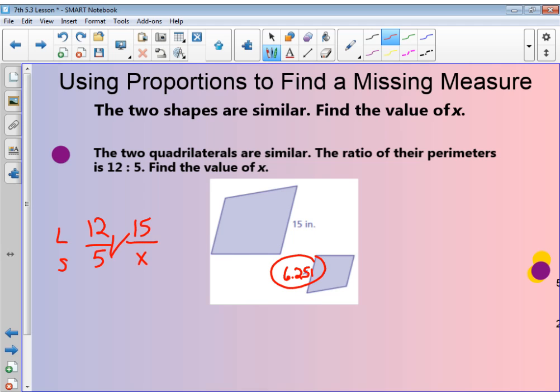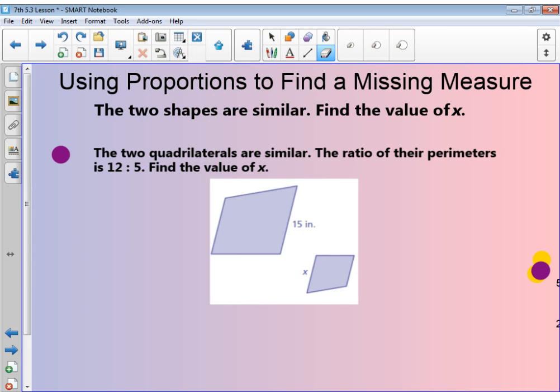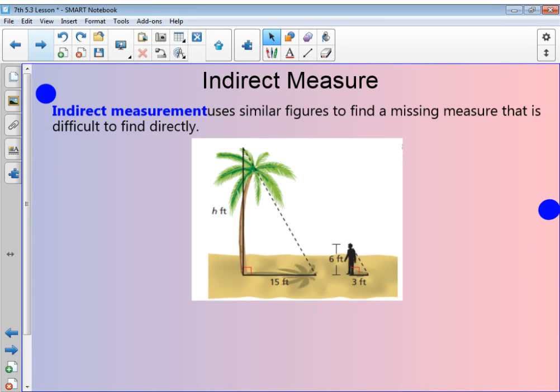You should have gotten 6.25 inches for the missing side of the smaller figure. The key thing on this one is making sure that you're matching those sizes. When they give you the ratio, the bigger number goes with the bigger sized figure. So that's just working some basic proportions. Now we're going to work with what they call indirect measure.